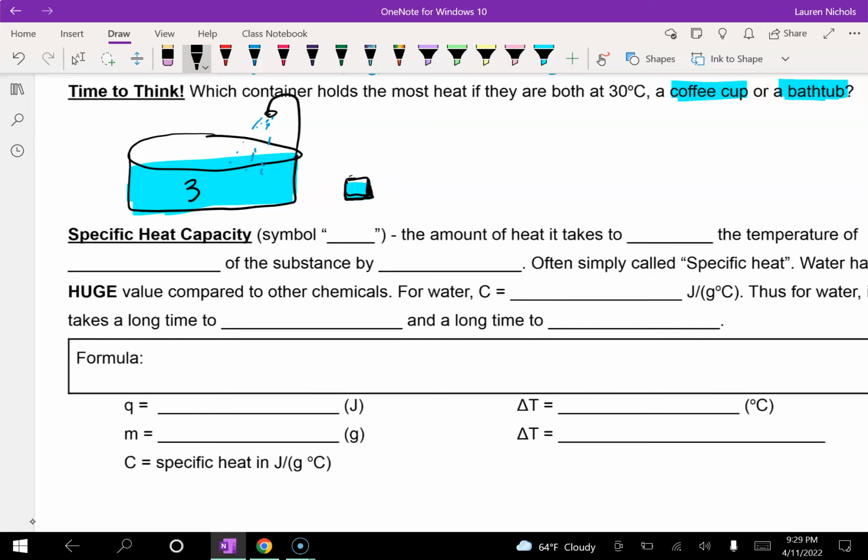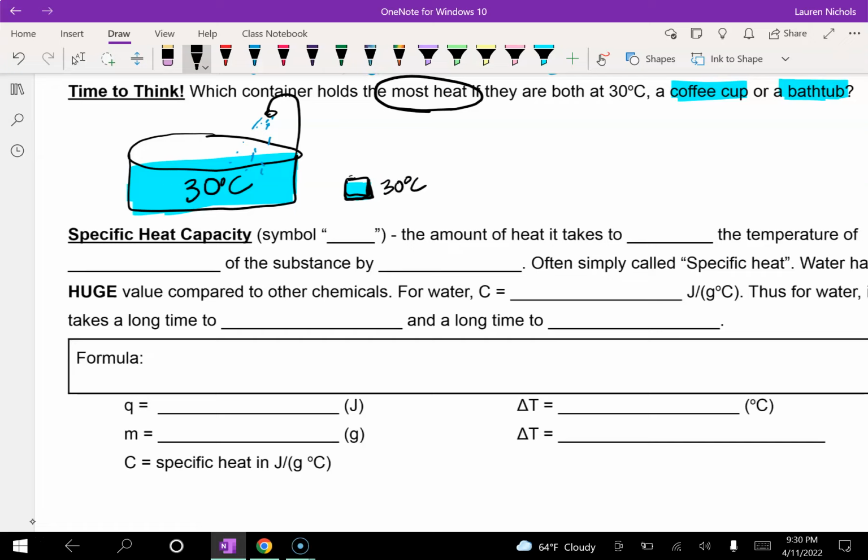They're both at 30 degrees Celsius, so the water in the tub is at 30 degrees, and this is at 30 degrees. Which one holds the most heat? So which one actually has the most heat in it? What I want you to do is just pause the video and write down your prediction. What do you actually think? So go ahead and pause, press play when you've got your prediction written down.